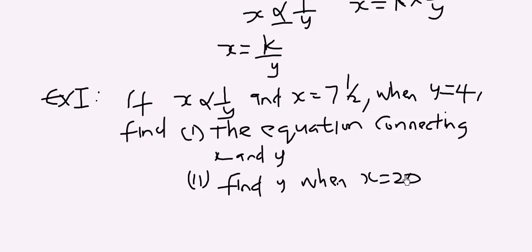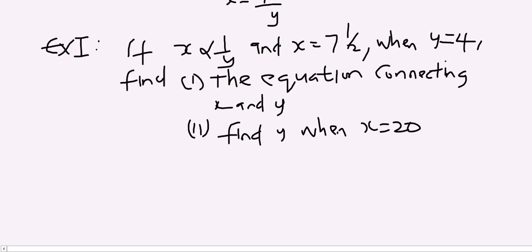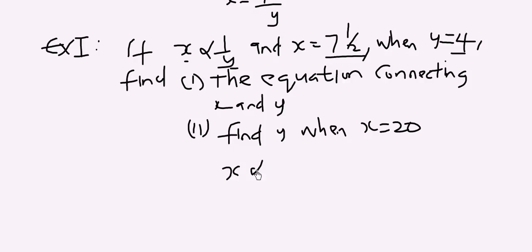So let's see how we'll go about this. We'll go over our question again. If x varies inversely as y and x is equal to 7 1/2 and y is equal to 4, find the equation connecting x and y. So the first thing to do is to write out our inverse relationship. So we have that x is proportional to 1 over y, so that x will be equal to k over y. But if x is equal to 7 1/2, y will be equal to 4. So we'll fix our values there.